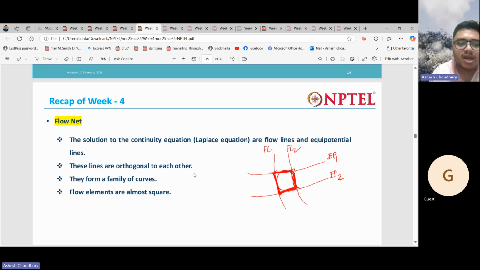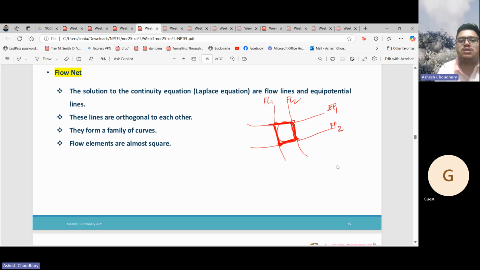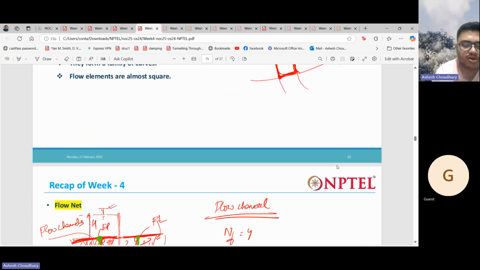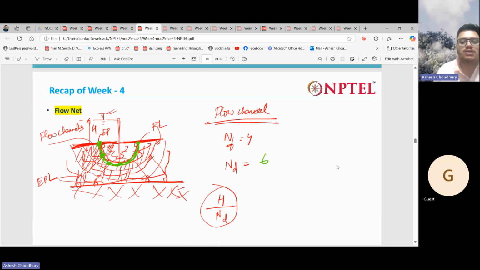They form a family of curves, and so you have pairs of flow lines and pairs of equipotential lines, and these elements that they make are generally square. Okay, and this network that they form, this family of curves, is known as the flow net. Okay, the flow net. The space between two flow lines is known as the flow channel.